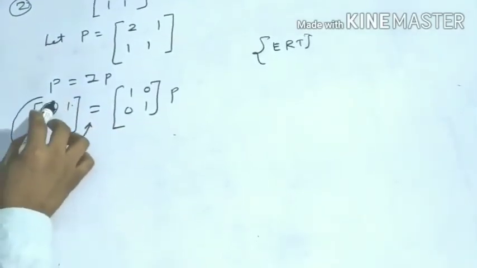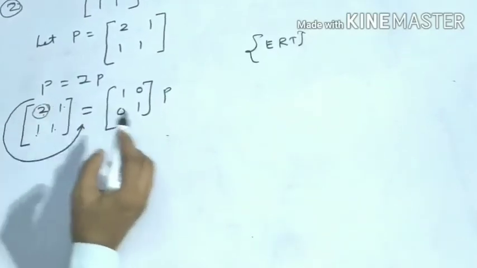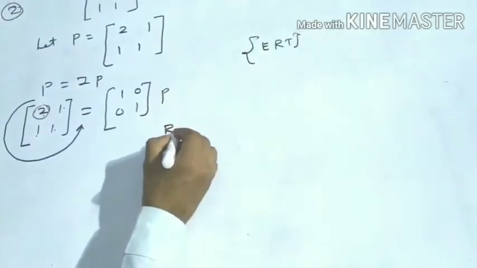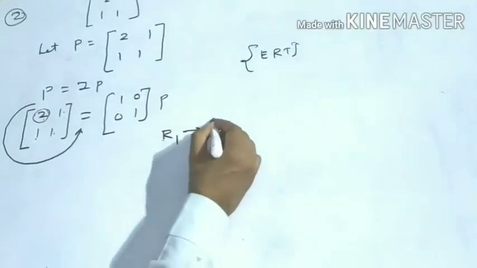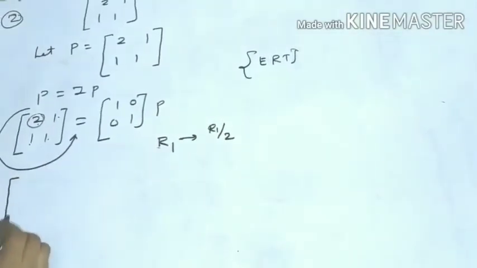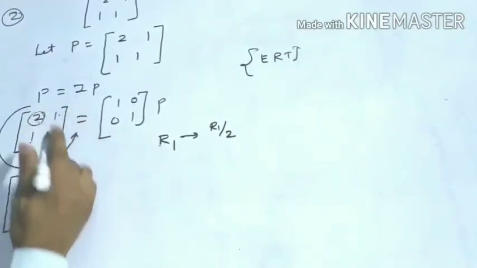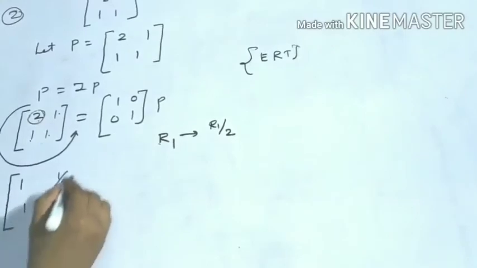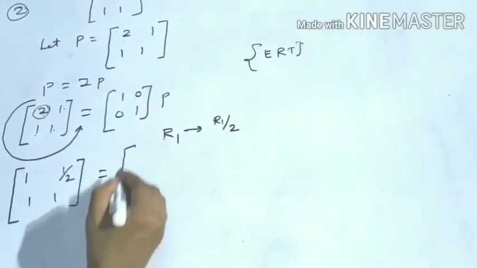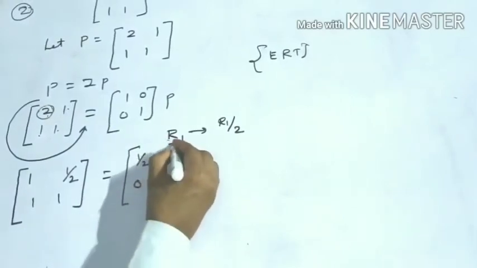For making this 2 into 1, we are going to apply this operation, meaning in R1 we are going to do R1 by 2. Then what will we get? R1 by 2 means 2 by 2, meaning 1, and here 1 by 2, and 1, 1. This is equal to, here 1 by 2, 0, 0, 1.